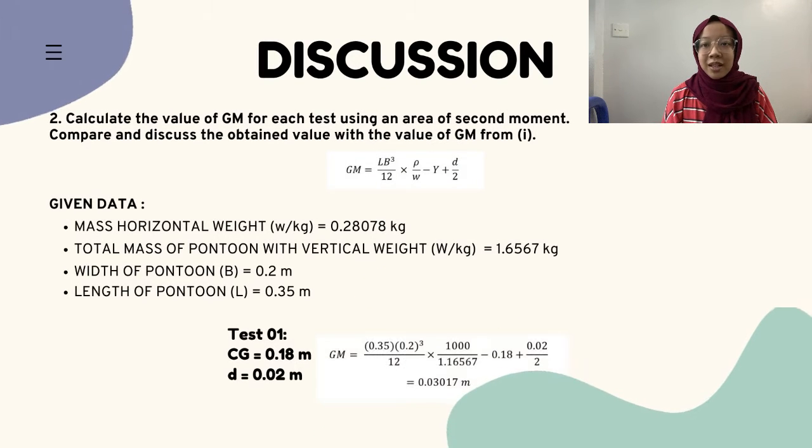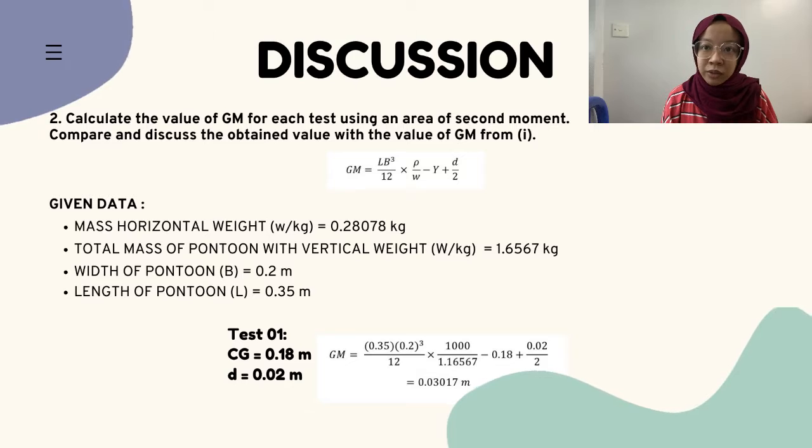So the next question is calculate the value of GM for each test using the area of second moment. Compare and discuss the obtained value with the value from the first question. So the formula of second moment of area is GM equal to LB cubed over 12 times rho over W minus Y plus D over 2.